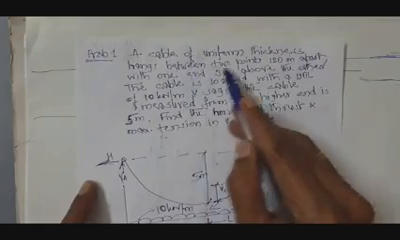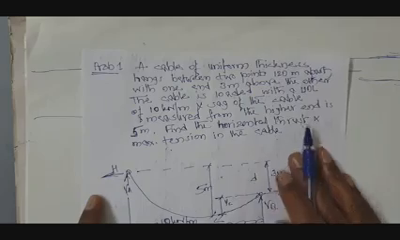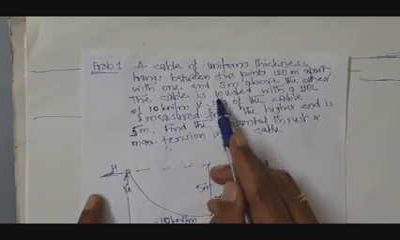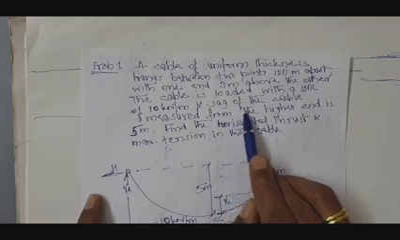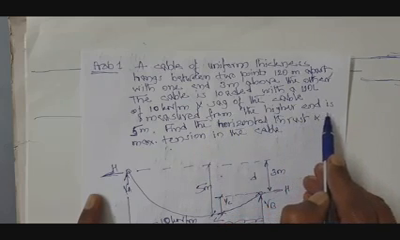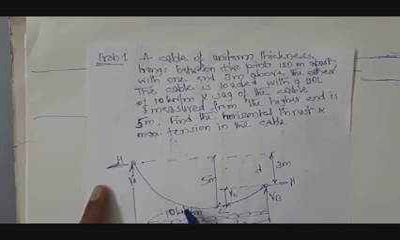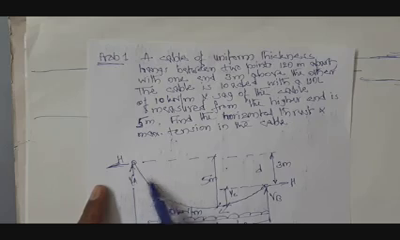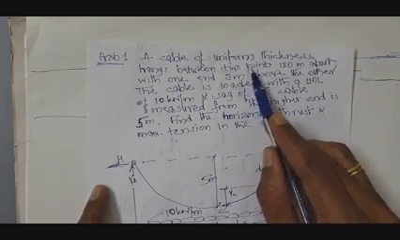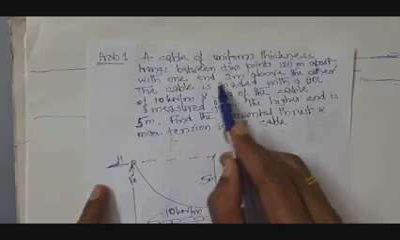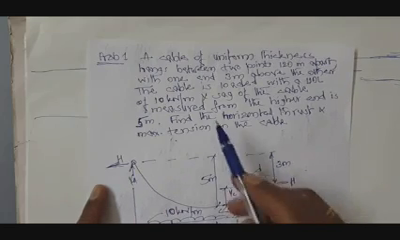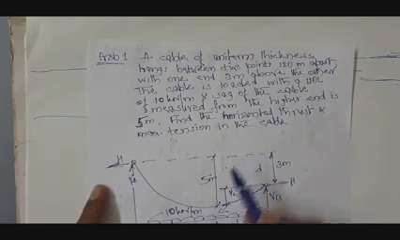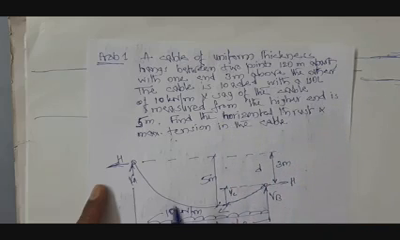Say a cable of uniform thickness hangs between two points 120 meter apart with one end 3 meter above the other. The cable is loaded with a UDL of 10 kN per meter and the sag of the cable measured from the higher end is 5 meter. Find the horizontal thrust. Here L is 120 meter, and one end is 3 meter above the other, meaning the differential level between the two supports is 3 meter. It carries a UDL of 10 kN per meter and the sag measured from the higher end is 5 meter.